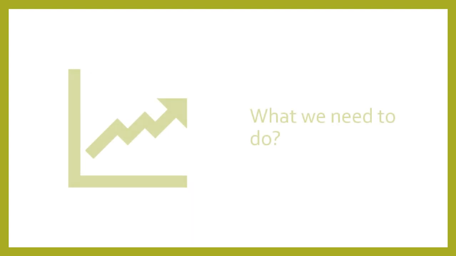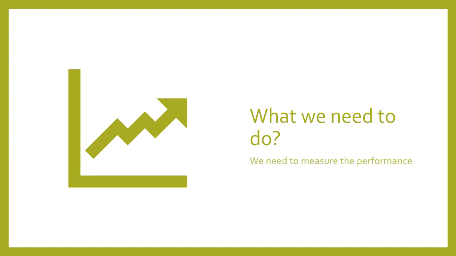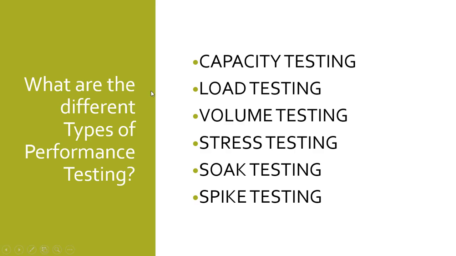Now, what is the motive then? The motive is to actually test the performance of the system, how it performs under various load conditions. So we need to measure the performance. That is okay, but what are the different types of testing we can perform? Performance testing has multiple types. First is capacity testing, then load testing, volume testing, stress testing, soak testing and spike testing.